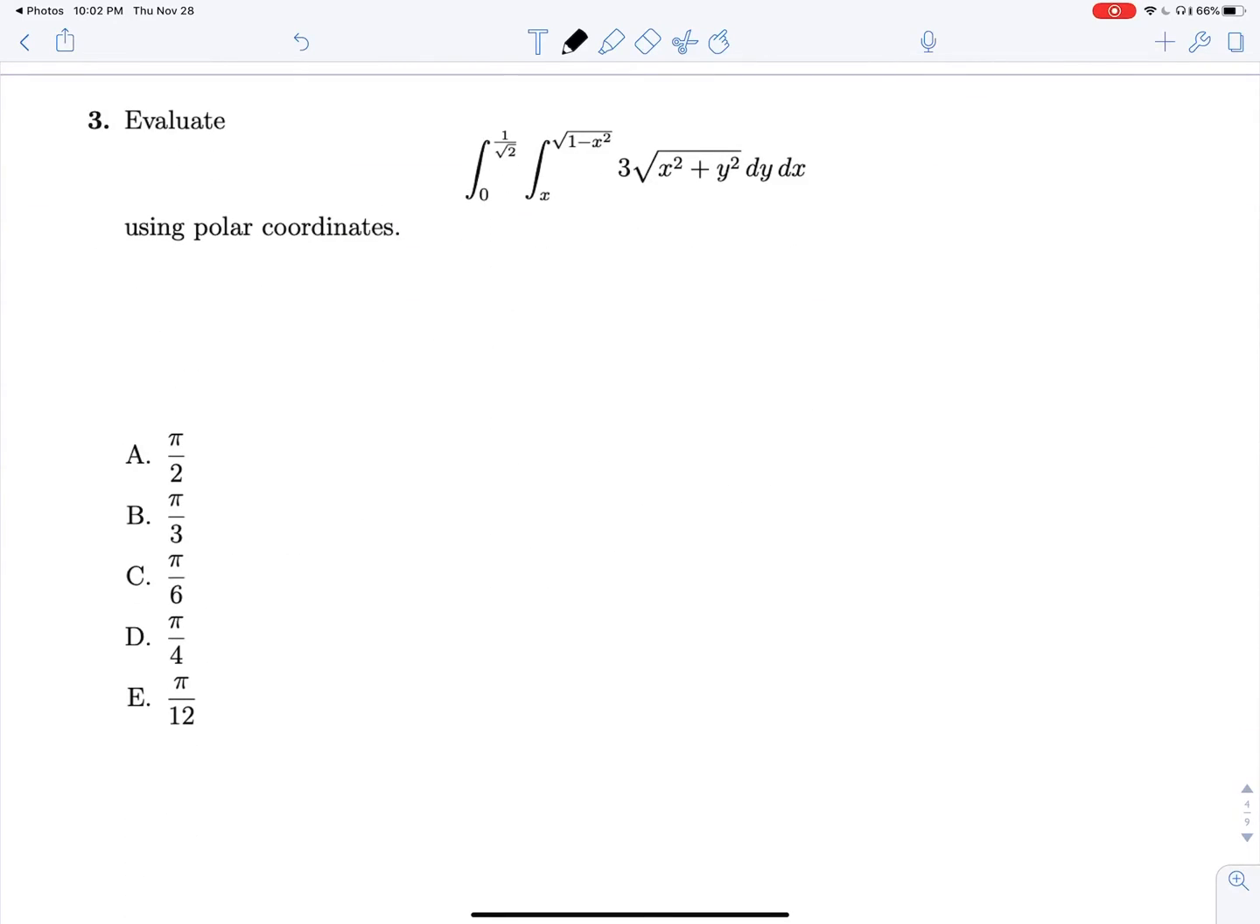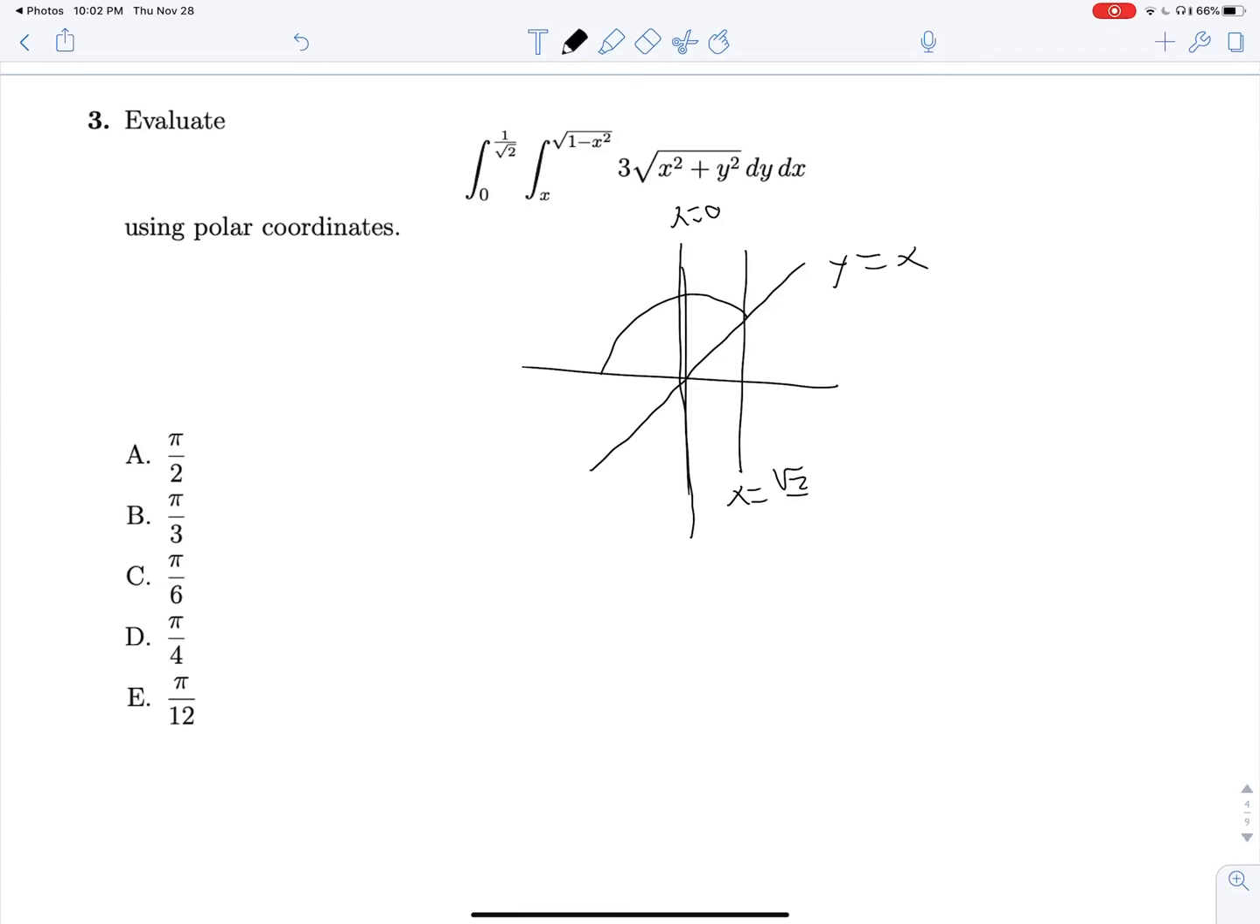Let's evaluate this using polar coordinates, and pretty much all that we have to do is set this thing up. We see that y is bounded on the bottom by the line y equals x, and bounded on the top by the hemisphere of radius 1. So we'll put that whole thing in there, but we also know, looking at our bounds on x, that x runs from x equals 0 to x equals root 2 over 2.